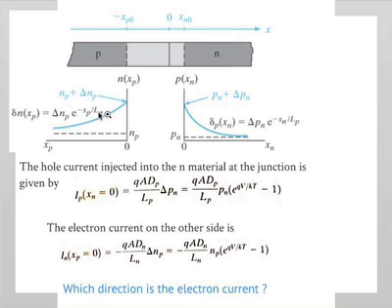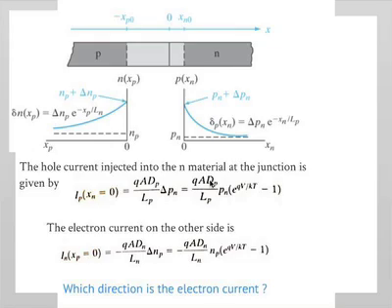The electrons in this case diffuse from right to left, so the current is from left to right. That's the electron diffusion current. Same thing happens on this side for the holes. You have a hole diffusion current which goes from left to right as well. And you have to add them up to get the total current. That's the concept, so make sure you're fairly clear on that.